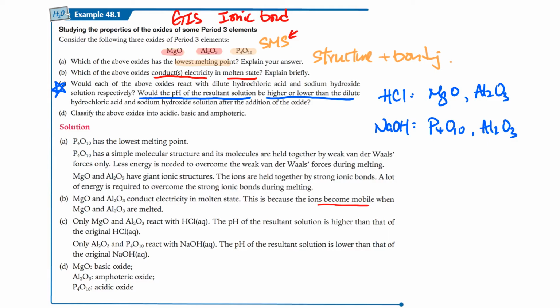But the most important part is, would the pH of the resultant solution be higher or lower than the original, before adding the oxide to the dilute hydrochloric acid and sodium hydroxide? That means before and after, how the pH will change.